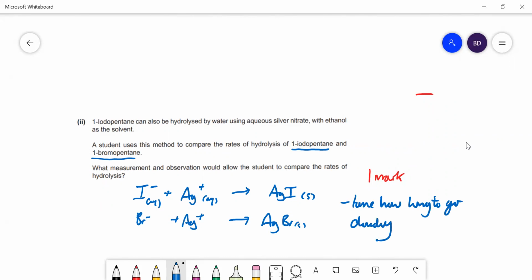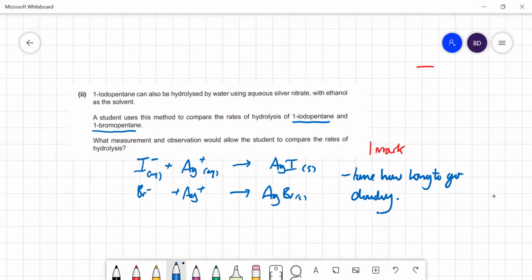Due to the formation of the precipitate. You could make that a bit better by saying time, for example, to obscure a piece of graph paper on the other side of the test tube so you can't see the lines on the graph paper. But time how long it takes to go cloudy due to the formation of a precipitate of the silver halide. For 1 mark, that's enough.